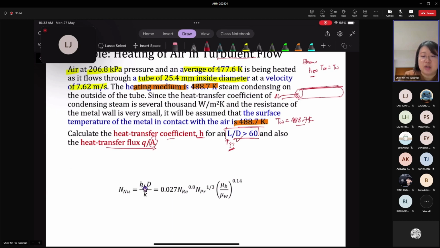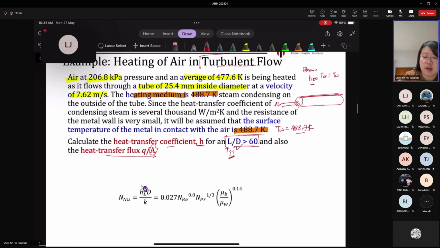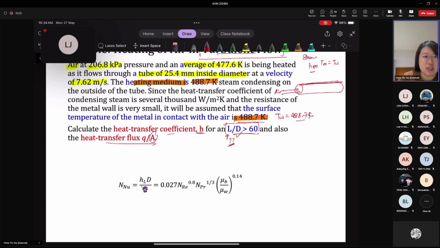Now, although it mentioned that it's heating of air in turbulent flow, before we can proceed, we will need to calculate the Reynolds number. We know that the Reynolds number is rho V D per mu. Velocity is given in the question, diameter is given, so we'll need to find out the density and the viscosity. But how do we solve it?